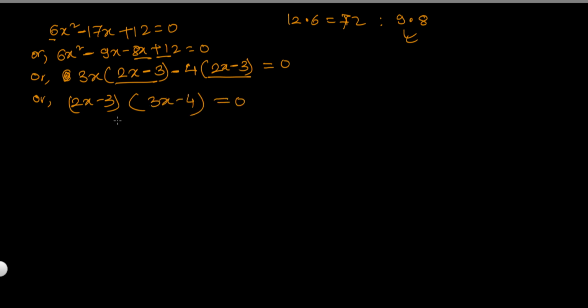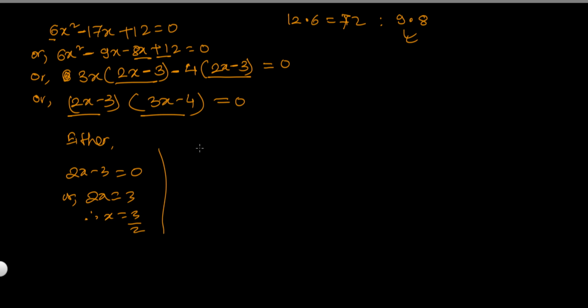So these are the two factors of the given expression, but we are about to solve it. So either 2x minus 3 equals to 0, or 2x equals to 3, which will give us x equal to 3 over 2. Similarly, if you want to do 3x minus 4 equals to 0, if you add 4 to both sides, you will have 3x equals to 4. Whereas if you divide both sides by 3, you're gonna have x equals to 4 over 3. So this is how you can solve this equation.